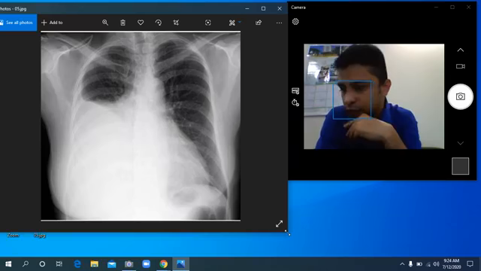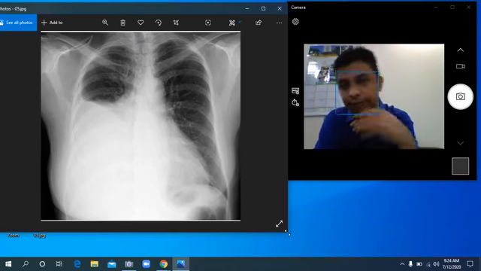So if this is pleural effusion, how much fluid is in there?